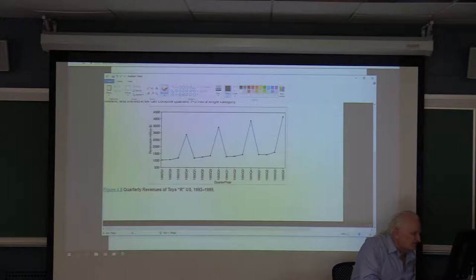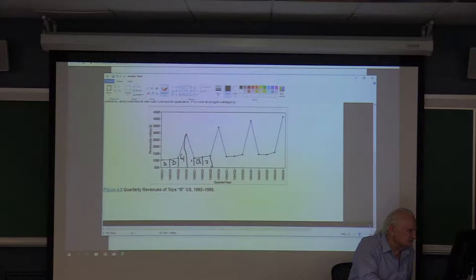The new graph has date and time on the x-axis. This is year and quarter. So this here is quarter two. This is quarter three. This is quarter four. This is quarter one. Quarter two. Quarter three. We're doing analytics. This is quarter four.